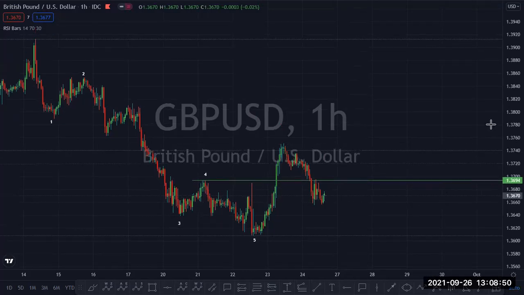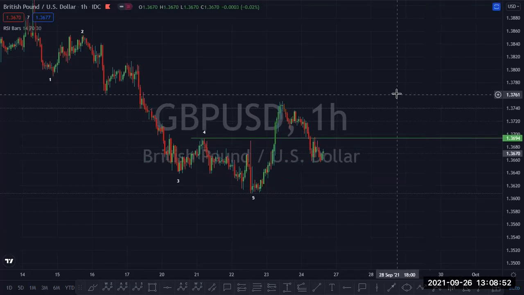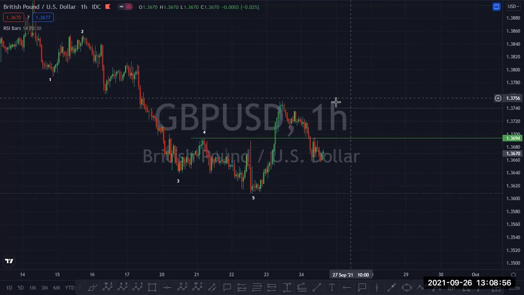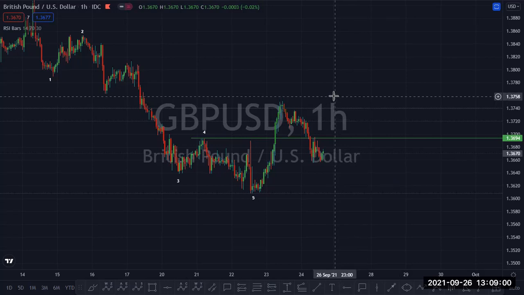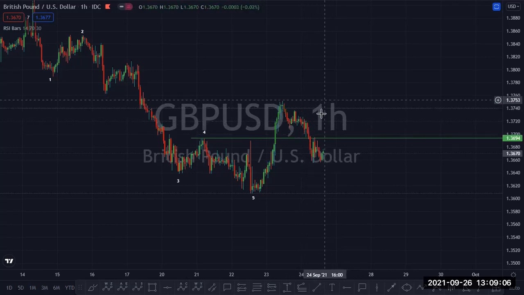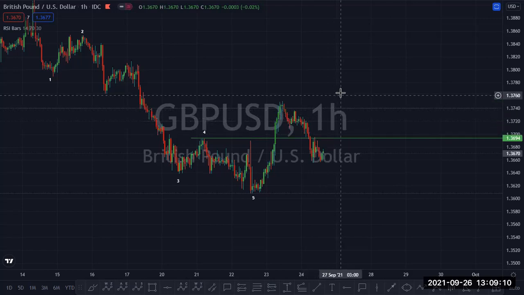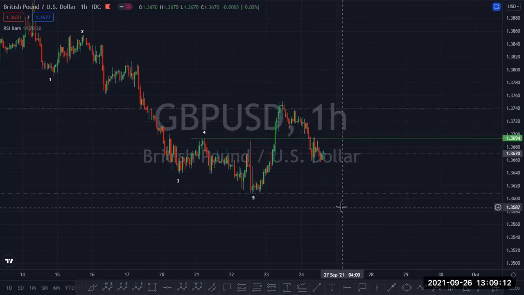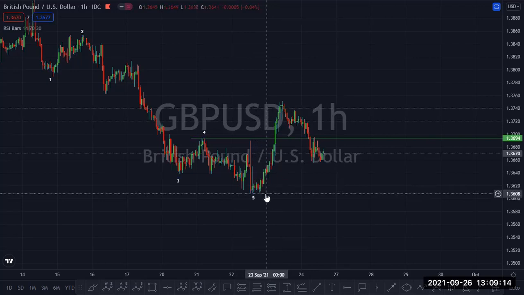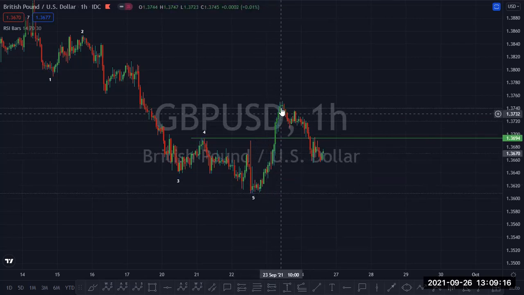Okay, the 1 hour move is still in a way that I can't decide what to do now. So I wait for the first trading day, maybe Monday, Tuesday. By then I will know if it is dropping or if this is wave 5. Okay, because this can be wave 4.